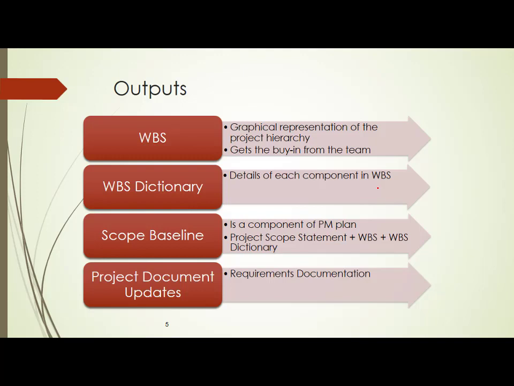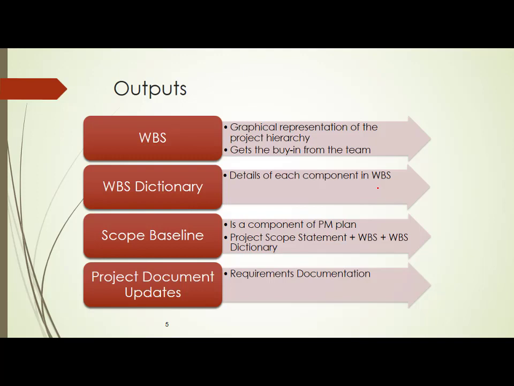Then you have an output called a scope baseline. That also is very important. What is a scope baseline? It is a combination of multiple things. Now you have a project scope statement with you, then you have a work breakdown structure, then you have a work breakdown structure dictionary. When you put all the three things together, it becomes a scope baseline. We will talk about this also.